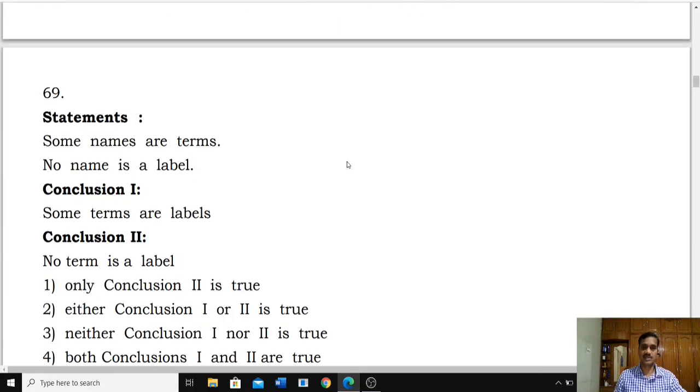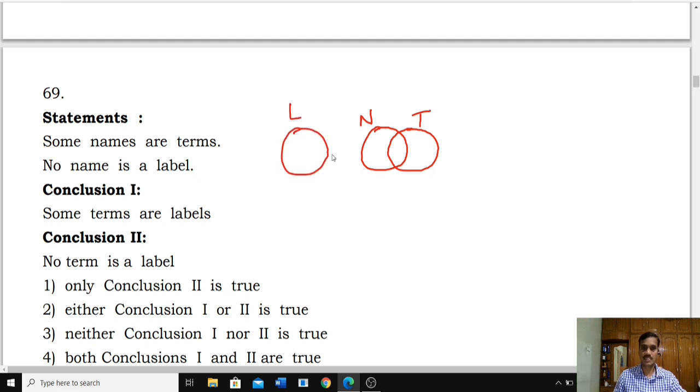Then 69, some names or terms. How to represent this one? These are the names which are terms. Some names are terms, and no name is a label. No names are terms, and no name is a label.